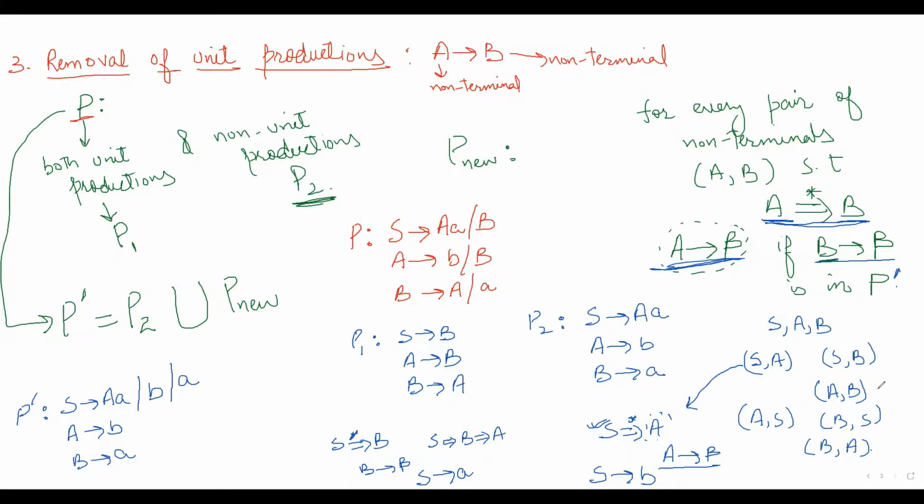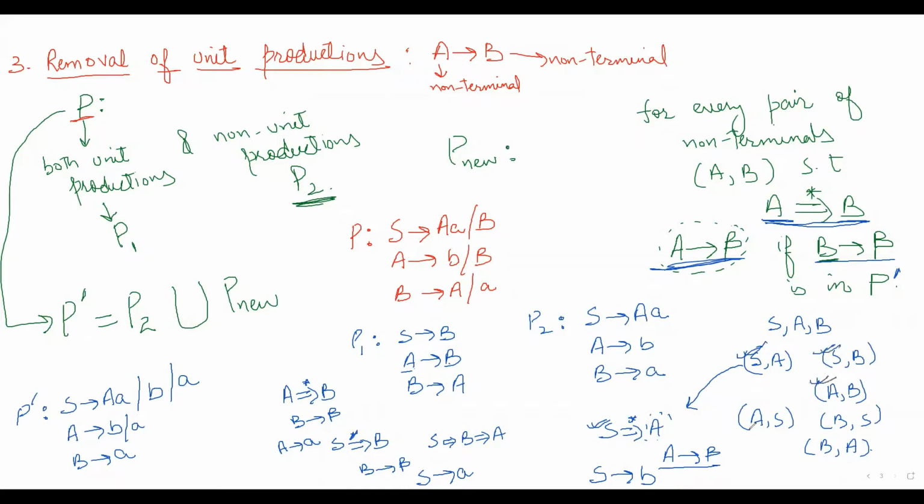Now this A gives B. So A gives B in one or more steps. Is it possible here? Yes, it is. A gives B. So now I have to check if there is any production of this format in P dash. Is there any production of this format in P dash? Yes. B gives A. So I have to add A gives A as well. So I have to add this as well. Now this is completed. This also completed.